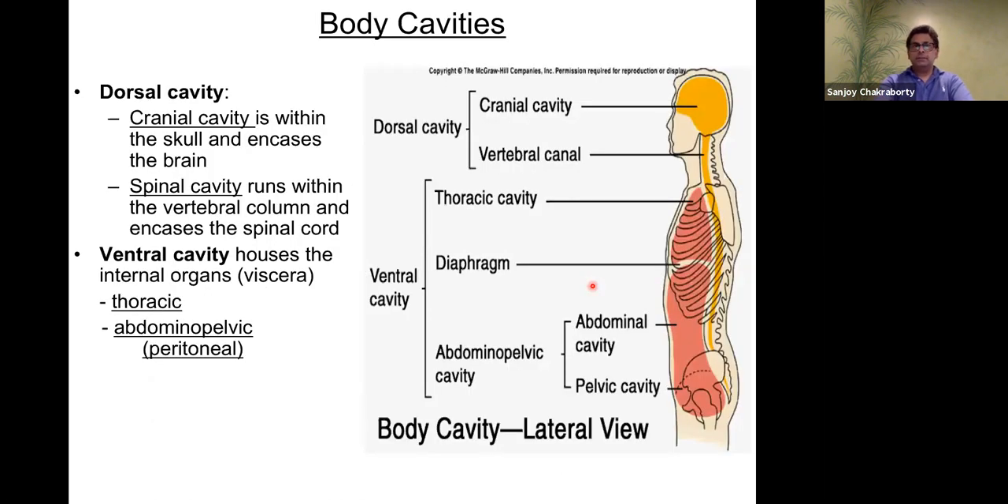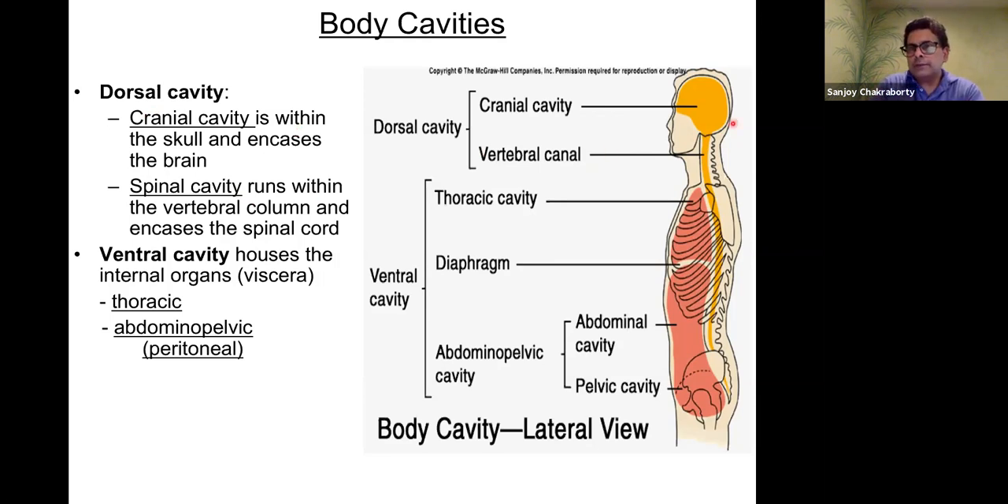Body cavities. There are two body cavities. One is called the dorsal cavity, the other one is called the ventral cavity. If I look from the side, the cranium and where the spinal cord is, is the spinal cavity, or some books call it the vertebral canal. Together they are the dorsal cavity. Again, the same word: dorsal means towards the back. Ventral means towards the front.